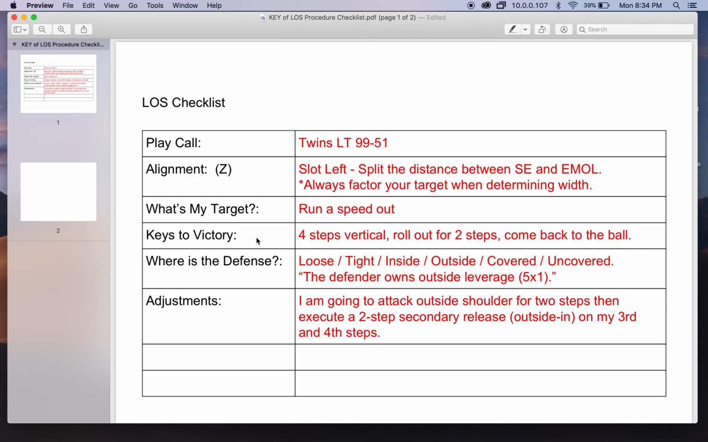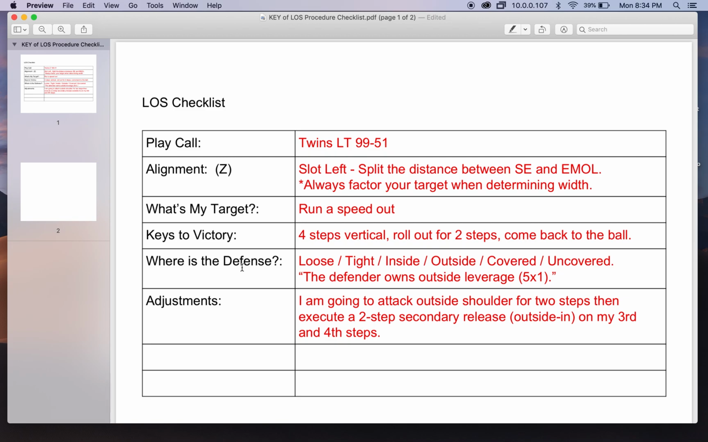Okay, now you've identified where you line up. You've identified your target. Now, what are the keys to achieving victory in terms of that job? How do you hit your mark in regards to your target? Well, I know if I'm running a speed out, Coach Martin, Coach Casper have told me it's a 4 to 6 yard route. I know that it takes me about 4 vertical steps to get to about 4 yards, and then I'm going to roll out for 2 more steps on my speed out and kind of bend it back to the ball because the quarterback's throwing it outside of my body. So that is the key or the technique to running an effective speed out. Get vertical, roll out for 2 steps, catch the ball, head upfield.